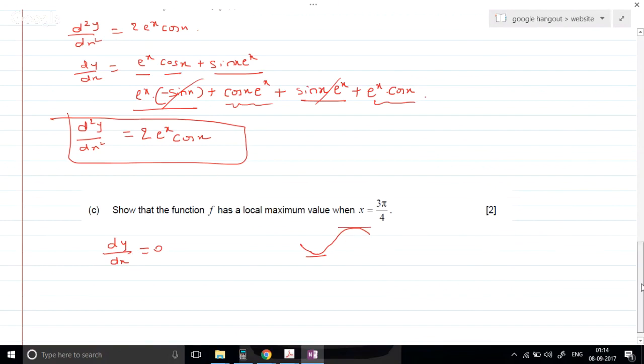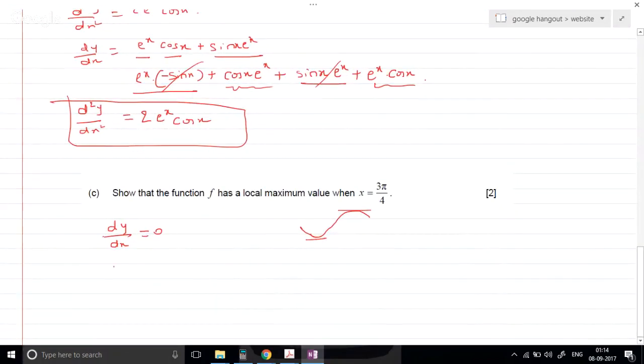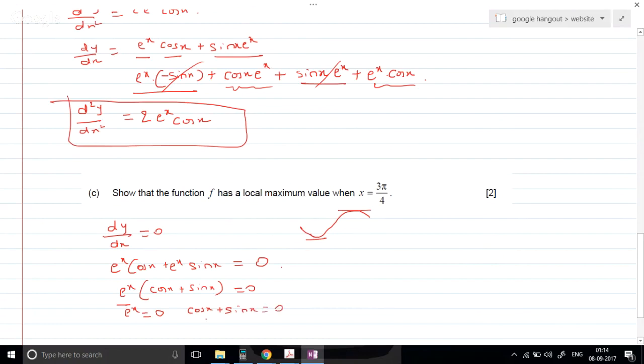So what was our dy by dx? Our dy by dx was this. We'll take them. It was e power x cos x plus e power x sin x. This entire thing is equal to 0. Okay, now can we take e power x common? E power x into cos x plus sin x equals 0. Now either e power x is equal to 0 or cos x plus sin x equal to 0.